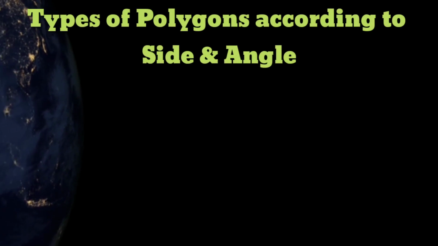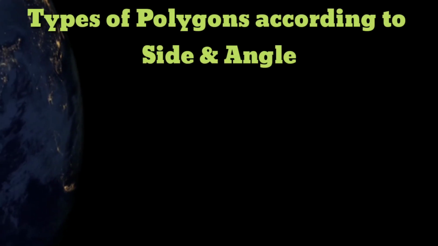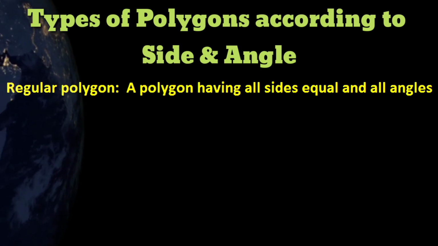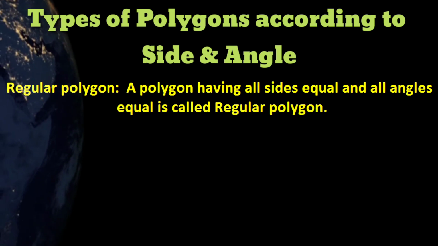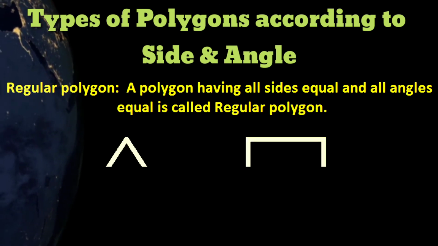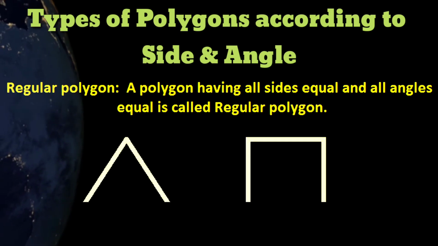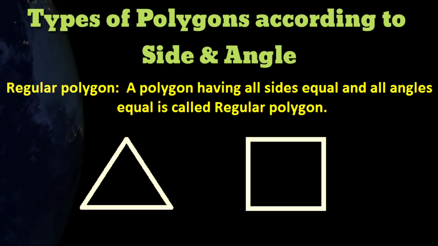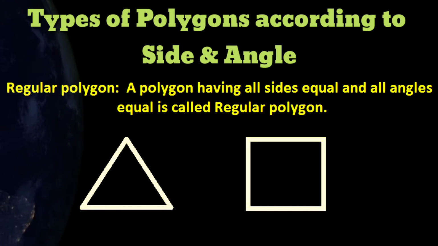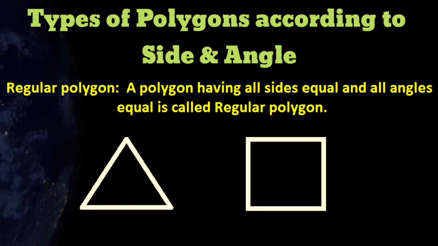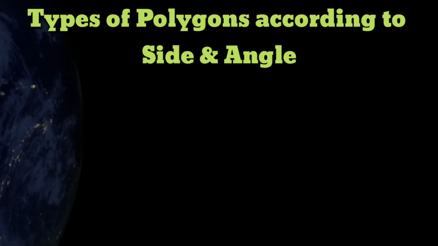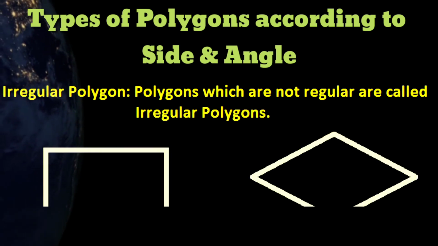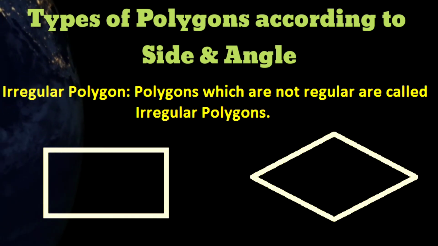Next is types of polygons according to sides and angles: regular polygon and irregular polygon. A polygon having all sides equal and all angles equal is called a regular polygon. For example, an equilateral triangle and a square. On the other hand, polygons which are not regular are called irregular polygons. For example, a rectangle and a rhombus.